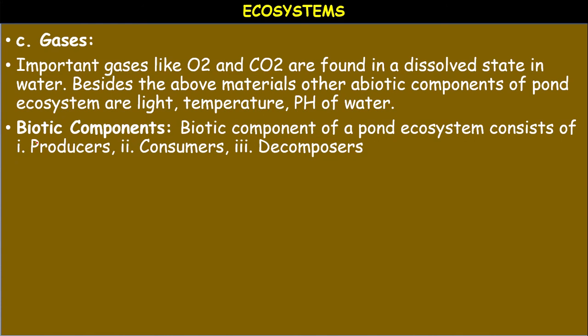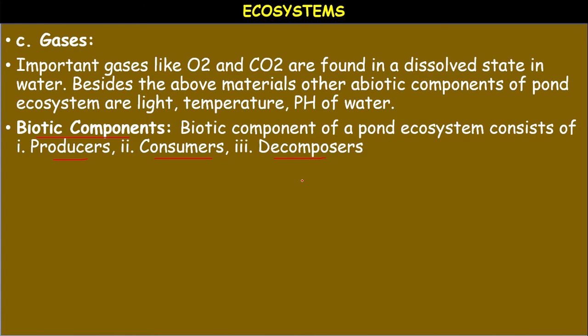Okay, if you consider a pond ecosystem, the biotic components include producers, consumers, and decomposers. So, the general definition: what are producers? Producers means the organisms which prepare their own food by the process of photosynthesis. They come under producers. All green plants, algae, or some photosynthetic bacteria come under producers.